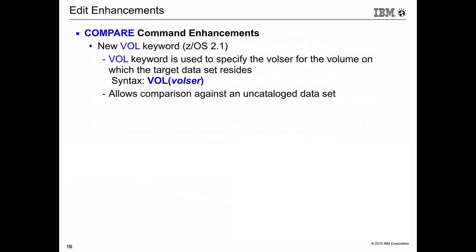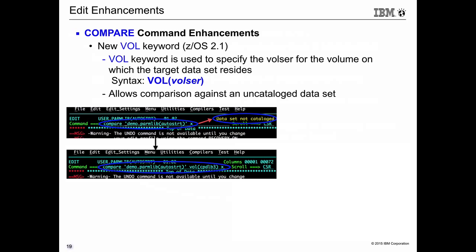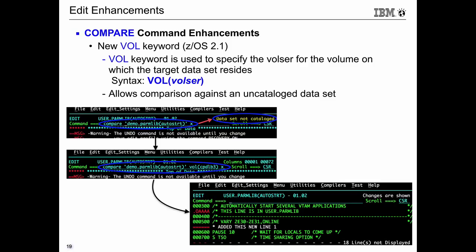Okay, 2.1 brought a small enhancement to the compare command to allow the specification of the volser through a keyword to allow the comparison against data sets that have not been cataloged. So today, if we were to do a compare operation like you see on the screen here, where I compare against a member, and that member I'm comparing against has not been cataloged, you could get an error message like you see at the top right of this display, data set not cataloged. So 2.1 adds an operand VOL where you specify the volser, and now that allows us to actually complete the comparison.